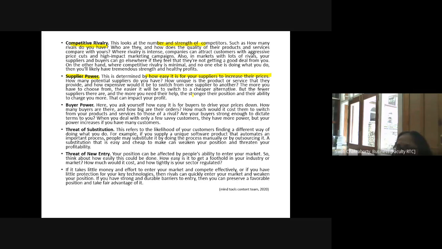But with fewer suppliers, so then what happens? You are in a difficult position. If you do not have more suppliers on hand, then it becomes difficult for you.